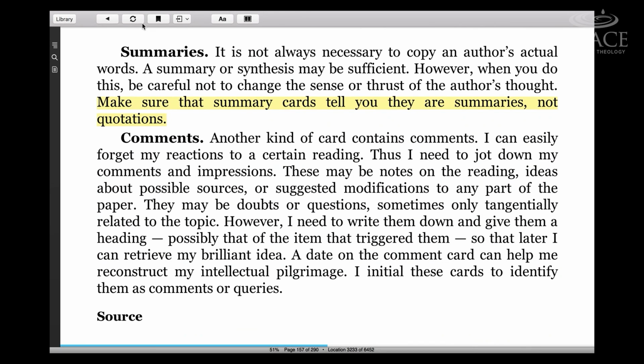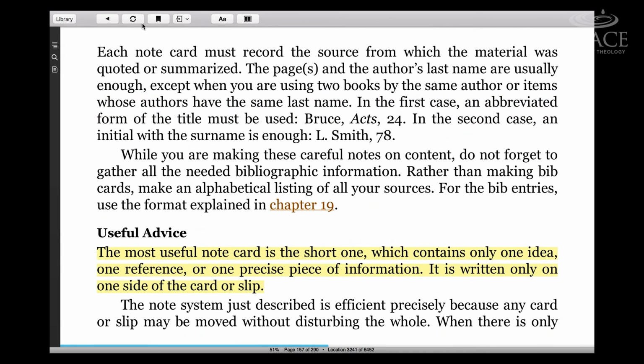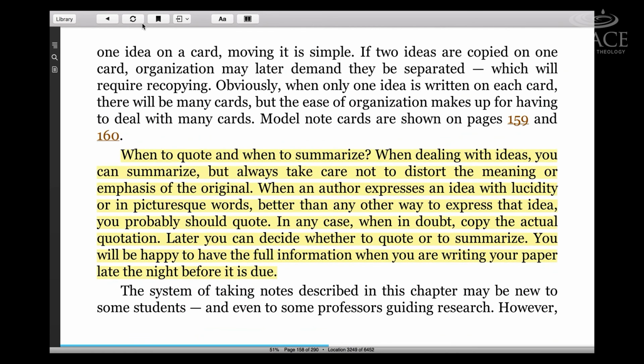And when you are summarizing and not quoting, your note card better be clear on what you're doing. Because a month later, you don't want to look at that note card and wonder, is this a quote or are these my words? One idea per note card is the best way to go. So maybe the bibliographic information on one side, the content on the other, something like that.